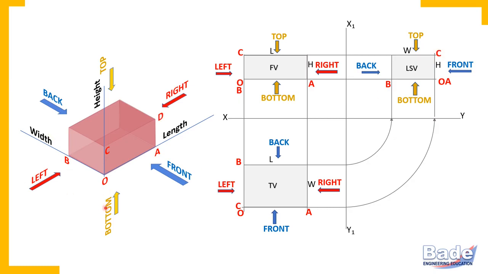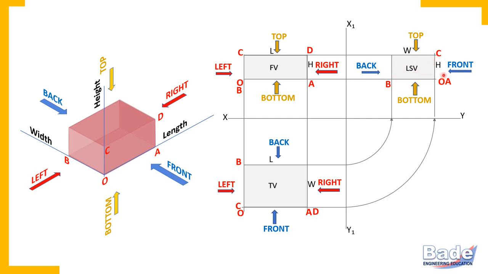Now point D. Point D is on the right side and at top. So point D is on the right side and at front. So in the top view, here it is point D. A and D coincide, or you may say edge AD appears as a point in the top view. Point D is on the right side, but that is insignificant in side view.